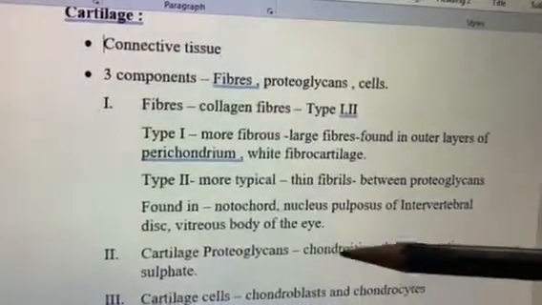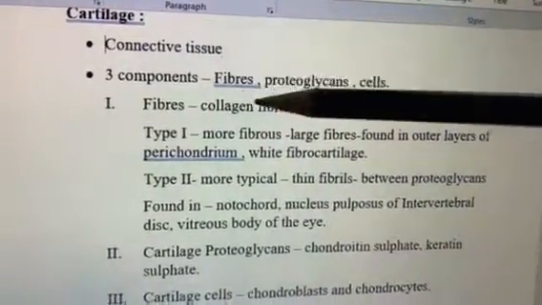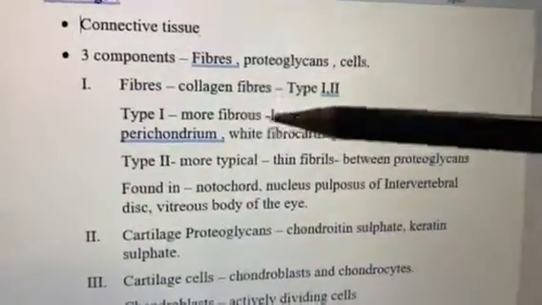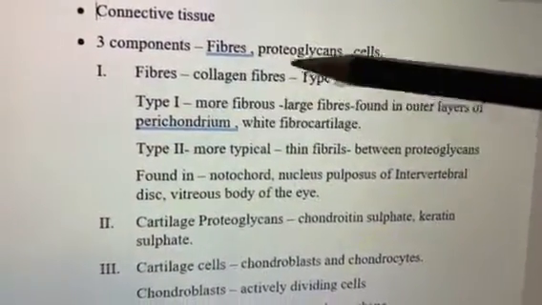Okay, so these three things are important, not only for the hyaline cartilage, but for the elastic as well as for the white fibrocartilage. So these three things are the major components. So one by one we say. Fibers, which fiber? Collagen fibers.